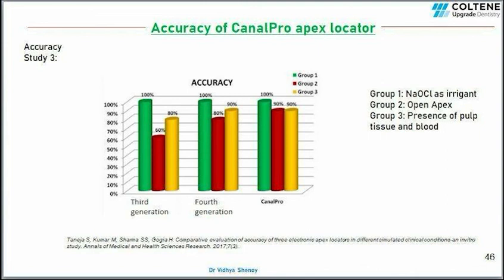So this study evaluated the accuracy of 3 electronic apex locators in different simulated clinical conditions, such as presence of sodium hypochlorite in the canal, teeth with open apex, presence of pulp tissue and blood in the canal. So as you can see from this graph, the CanalPro Apex Locator gave the best result in case of all the simulated clinical conditions.